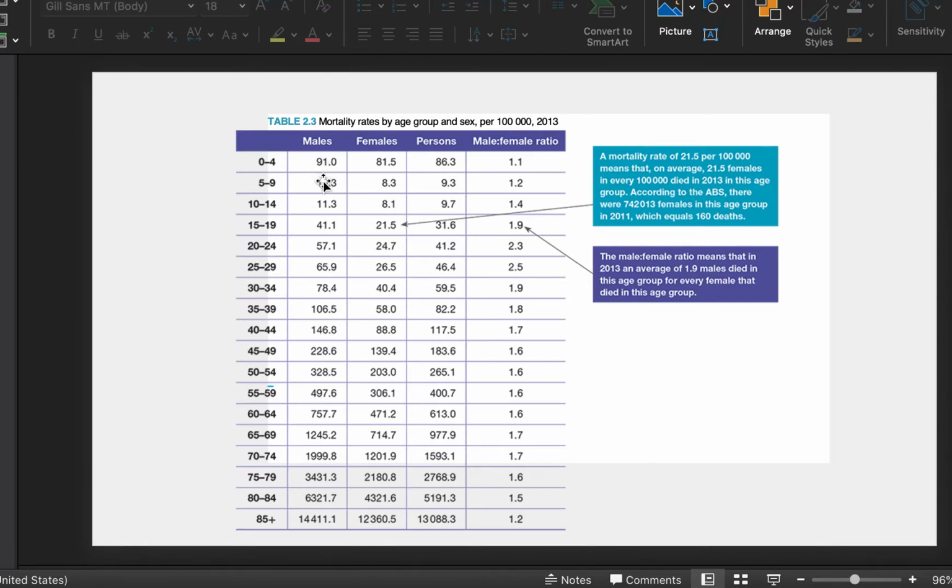So when we look at these numbers, a reminder that we are dealing with the number of people in this category, so this is males, 91 males out of 100,000 males passed away in the year. 10 males out of every 100,000 passed away in that year. 8 females out of 100,000 passed away in that year. So we're looking at the rate in which the amount of people per 100,000 are dying in that given year. That is the mortality rate.